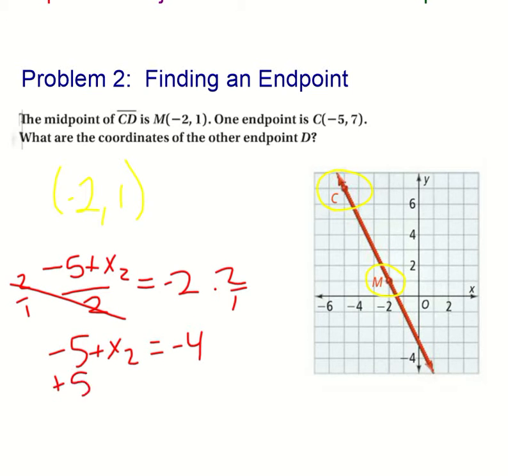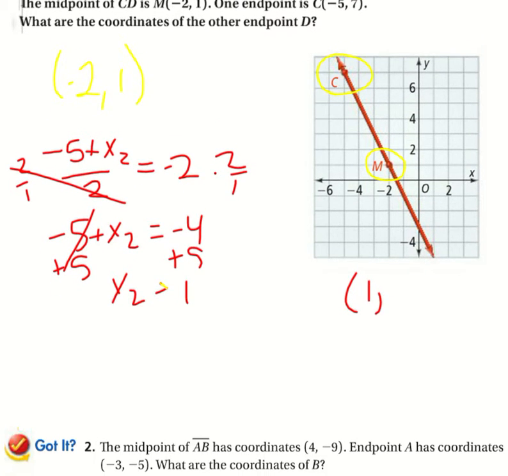We add 5 to both sides. We get x2 equals 1. So we have that first coordinate of 1. Now we do the same process with our y coordinates.